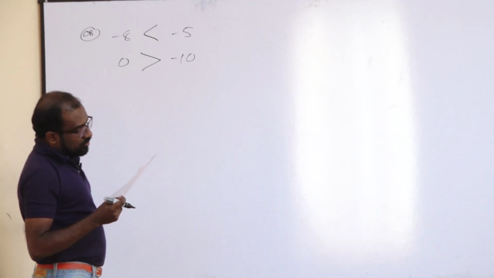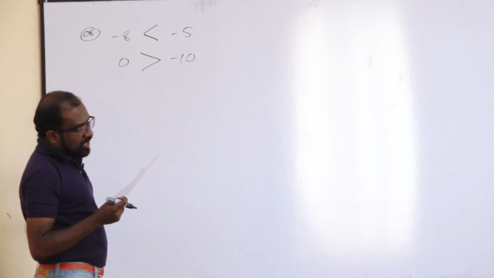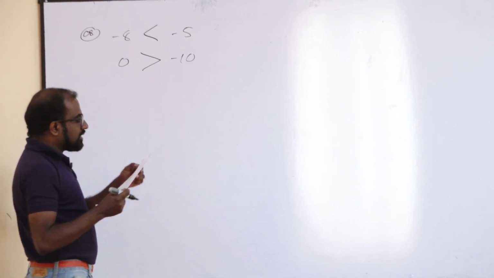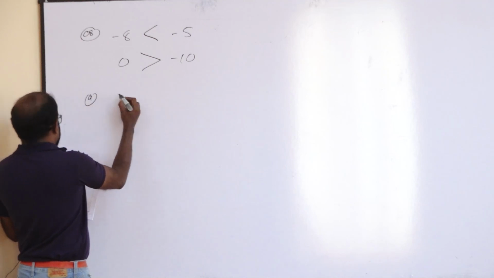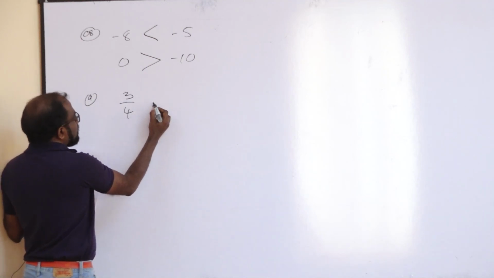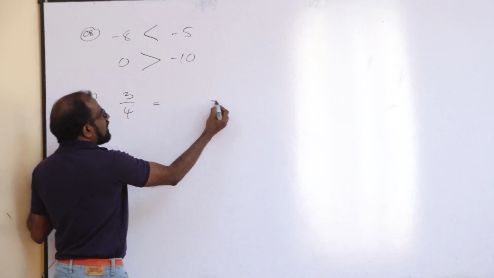Express 3 over 4 as a fraction with denominator 100. Write it as a decimal number. Again, 3 over 4.